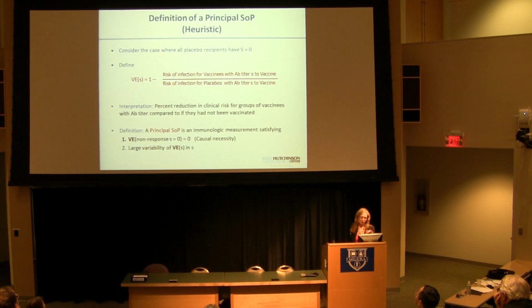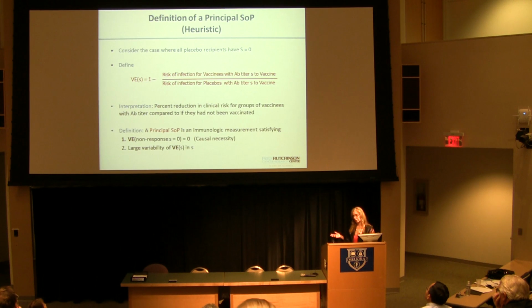And so where you can think about hypotheticals. And so the interpretation is the percent reduction in clinical risk for groups of vaccinees with a given antibody titer compared to if they had not been vaccinated. Okay, so then the definition of a principal surrogate is an immune measurement satisfying that the vaccine efficacy in somebody who has a measurement of 0 of the surrogate would be 0.